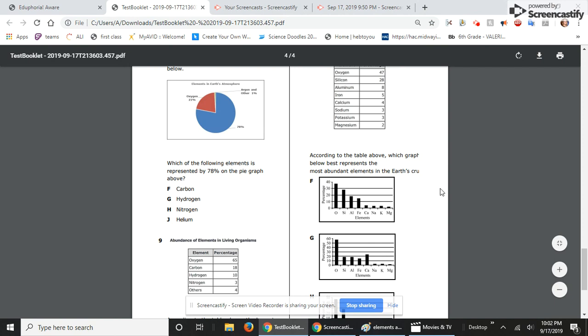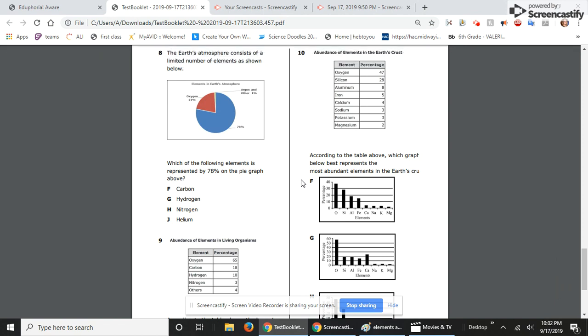When you've done that, make sure you've circled each answer on your test and that you've bubbled in each circle on your Scantron or your bubble sheet, and then you're going to be turning that bubble sheet in. Take your time if you need to go back, and if not, if you're good, then check that, make sure that you've circled and bubbled.